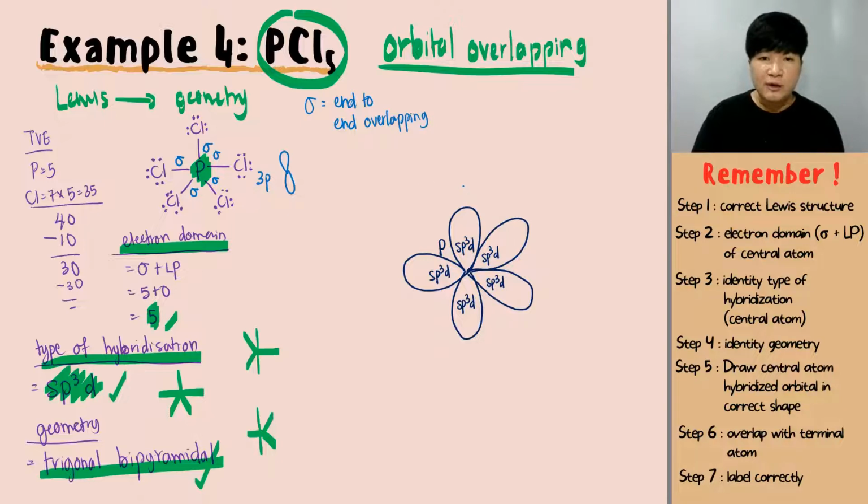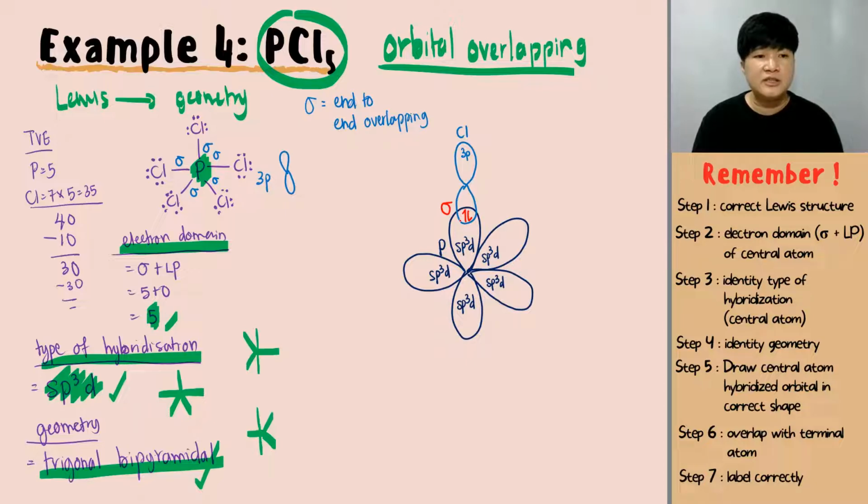So let's draw a p orbital over here to overlap end-to-end with the sp3d. And that is my 3p orbital of the chlorine. Okay? And in the overlap area, you will have 2 electrons in opposite spin that represent the sigma bond. It's the same thing. Can you see that? We are only changing the central atom depending on the structure.